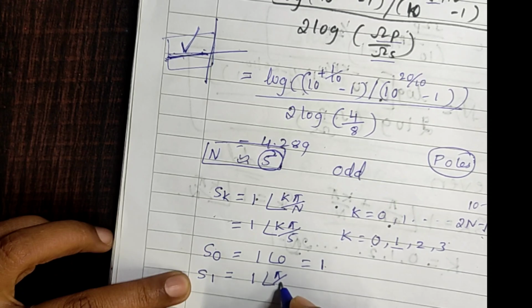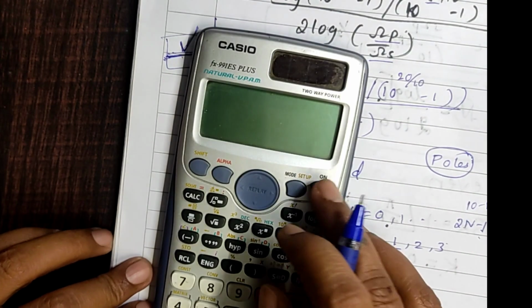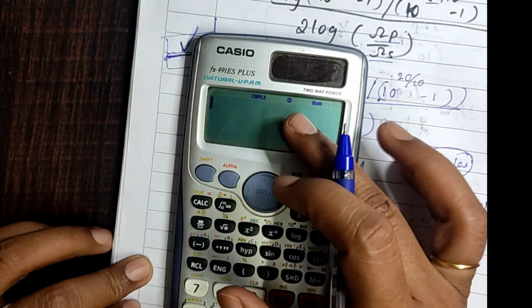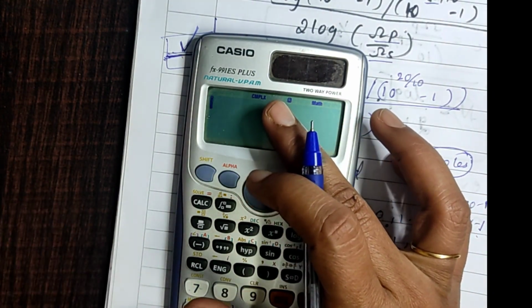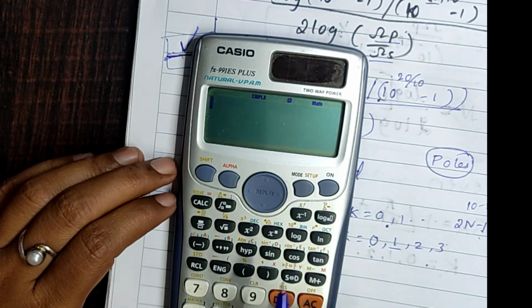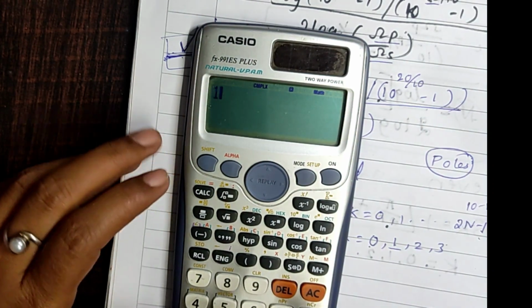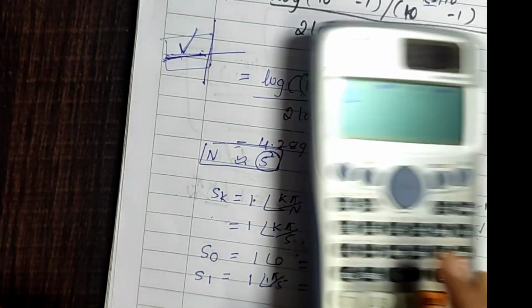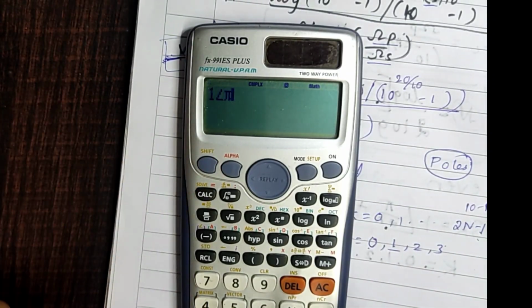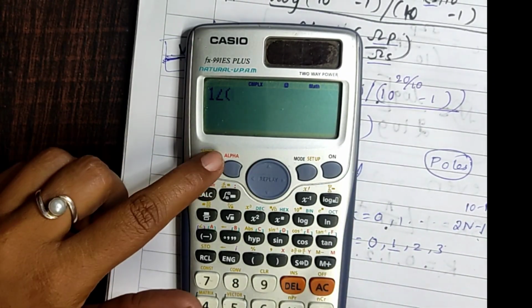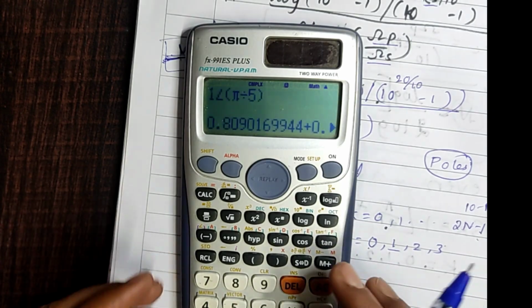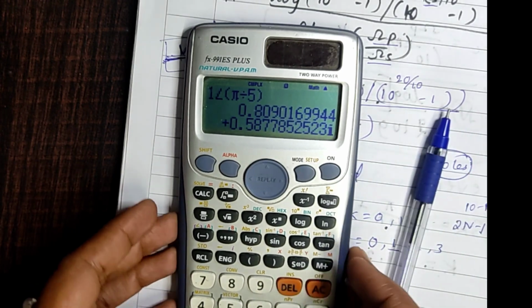1 at an angle pi by 5, 1 into pi by 5, which can be calculated using this calculator. Please keep your calculator in radian and complex mode. So this will be 1 at an angle pi by 5. I'll take pi by 5 in the bracket. Check what you have got, put it in SD form.